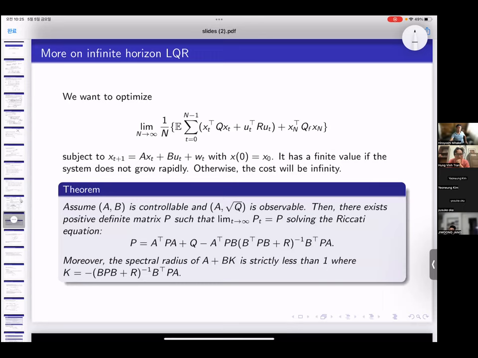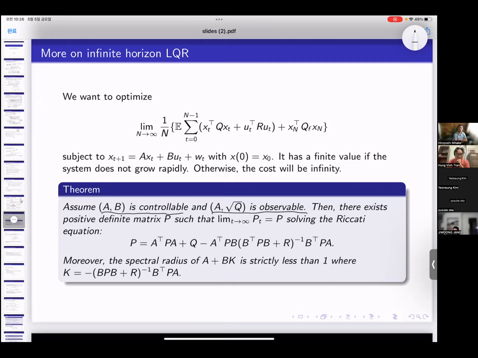So for infinite horizon, there's an interesting property in the infinite horizon stochastic LQR problem. The theorem in the slide is quite a classical result in the control community. Due to the time constraint, I will skip explaining the exact definition of controllability and observability, which can be found, I believe, in Evans, or any control theory book.